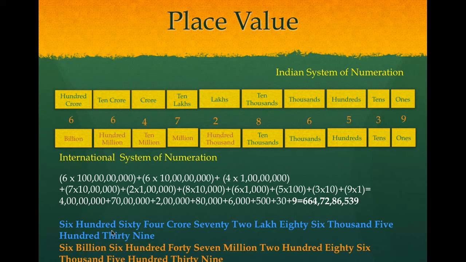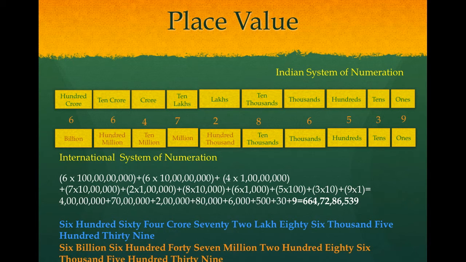Right? So in the Indian system of numeration, we will read this number as 664 crore. So all the crores together, 664 crore. Then all the lakhs together, 72 lakhs 86,539. And in the international system of numeration, it will be 6 billion, then the millions together, 647,286,539. So this was all about place values.